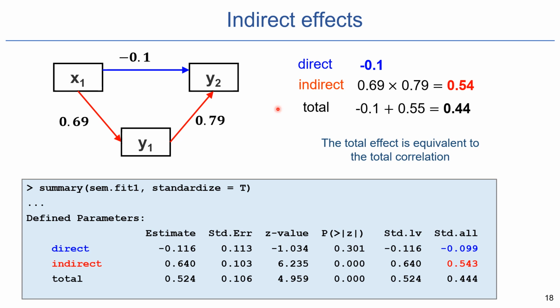And now one more important thing. As you remember, if our variable in a structural equation model has more than 2 links, then these path coefficients are partial. And then if we have total effect, which includes direct and indirect effects, this is equal to the total correlation between x1 and y2.